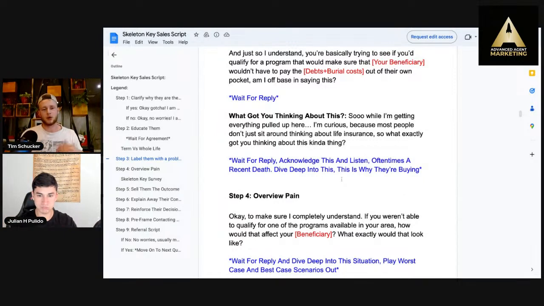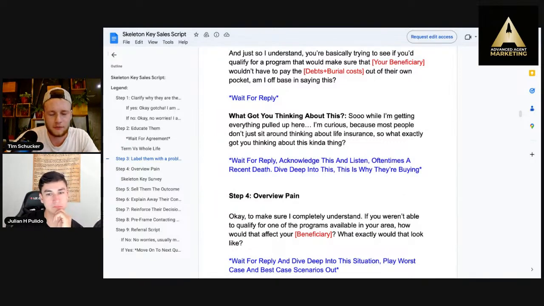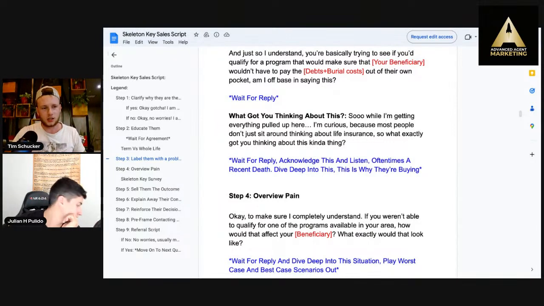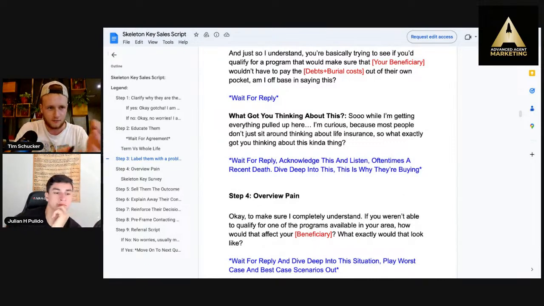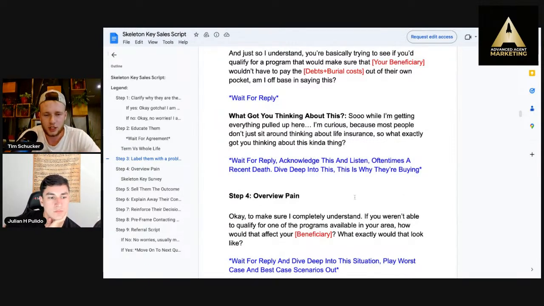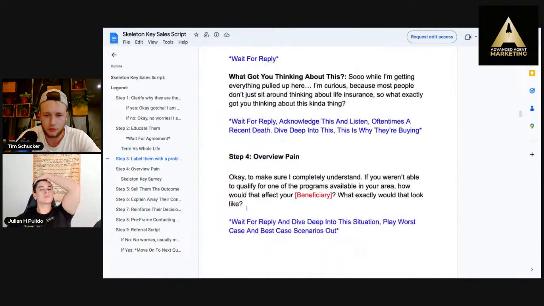This is where you're really building a lot of the need. So it's like, what got you thinking about this? Oh, my friend and family member just passed away, blah, blah, blah. Okay, gotcha. When you say that your friend or family member passed away, what was the situation? And so you're digging deep to uncover the pain point. So that one question leads you into other questions, which web off of each other to basically lead you to this next step, which is overviewing the pain.